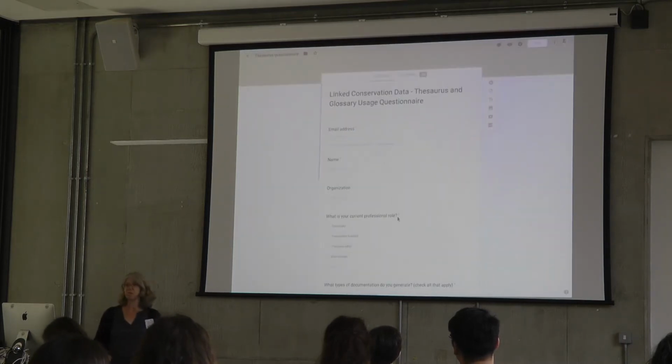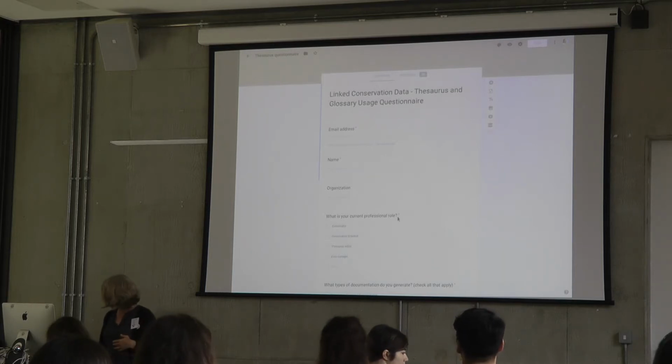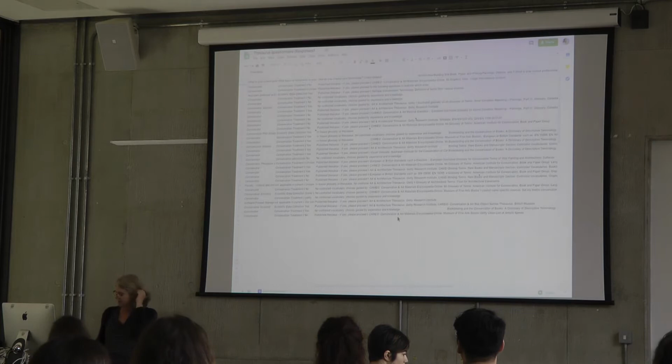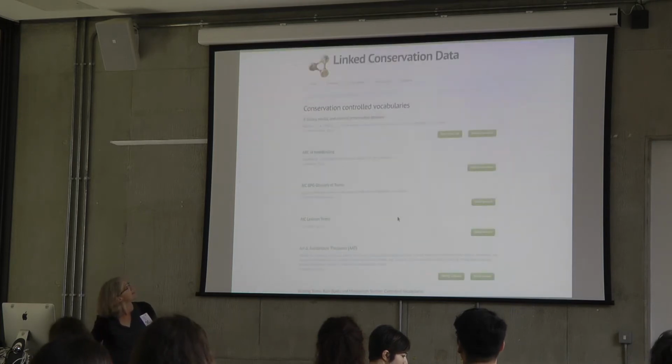And in preparation for the workshop, we wanted to think about terminology and what it is that people are actually using that we can then refer to when we're linking. So what are the thesauri, glossaries, vocabulary lists that are in play? So we sent out a questionnaire, and through that questionnaire we got a lot of responses about what people are using. And then we compiled them into a website, and this is still available if you want to have a look at what people told us they were using.